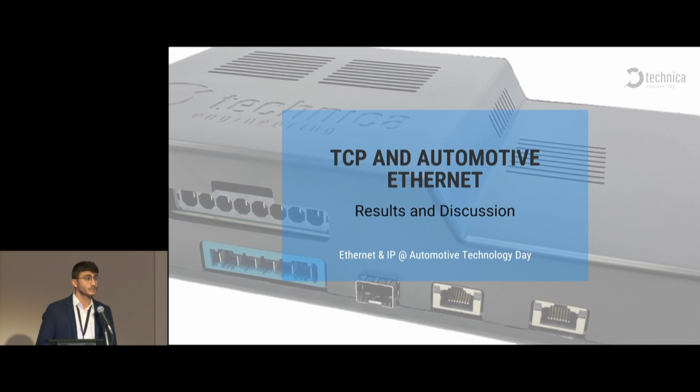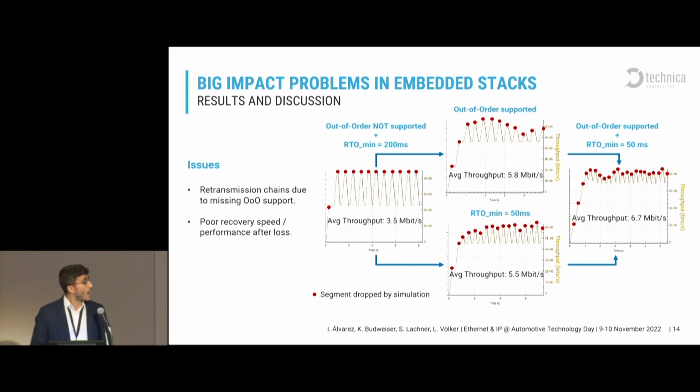So now let's speak about the different experimental procedures that we performed and the results that we observed. Our main goal here is to find out which are the TCP problems that have a bigger impact in embedded stacks, and which are the parameters that affect those problems. Having this in mind, we identified two critical issues that Karl already suggested before, which are the retransmission chains due to missing out-of-order support on the receiver side, and also an overall poor recovery and performance after segment losses. In this slide, we present two mechanisms to improve this. First of all, out-of-order support, and second of all, the reduction of the minimum retransmission timeout on the sender.